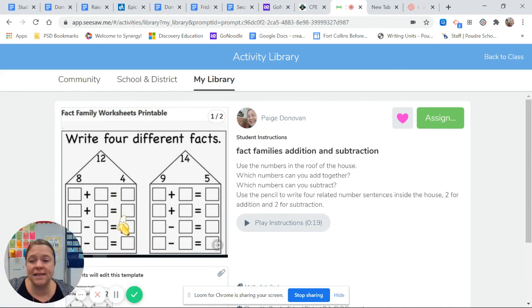So if we look at our Seesaw activity for today, it's called Fact Families Addition and Subtraction. When you go into Seesaw today, you're going to see this template here with numbers for you. You're going to draw or write those numbers in the bottom boxes. You can also type them in if you would like to. And then you're going to make each of these true.